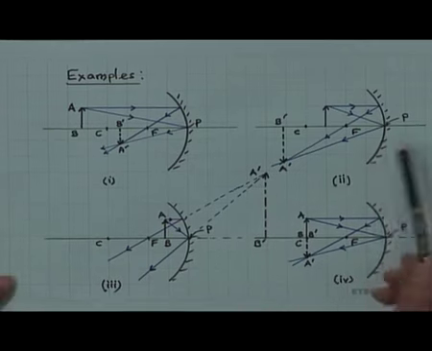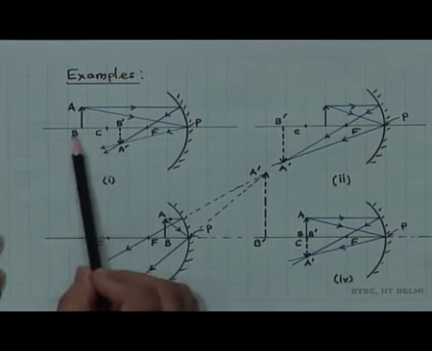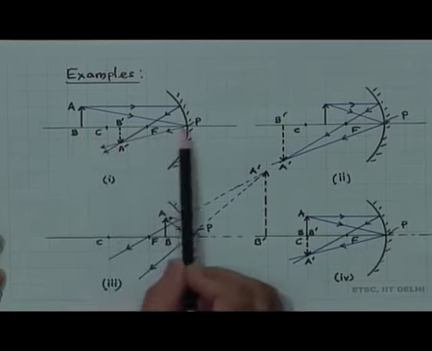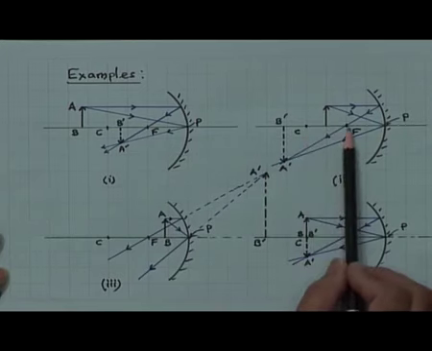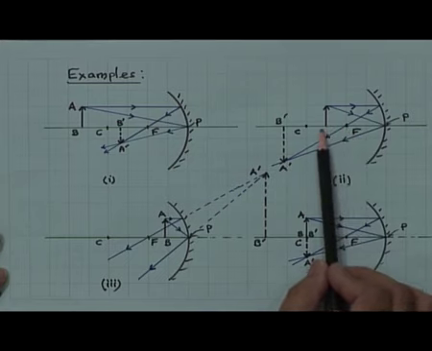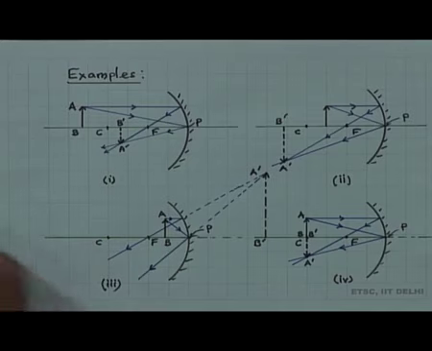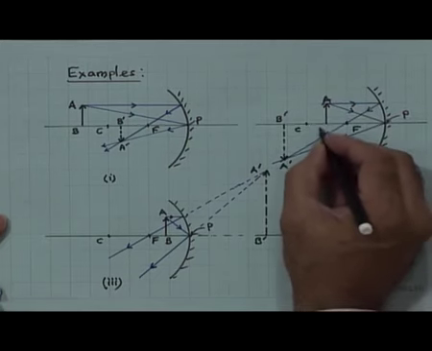A second example that I have considered, note that the object in the first case is beyond the center of curvature, farther than the center of curvature from the mirror. Now I am considering another object which is between the center of curvature and the principal focus. AB is the object, so a ray which is incident here. So let me mark AB. So this is A.